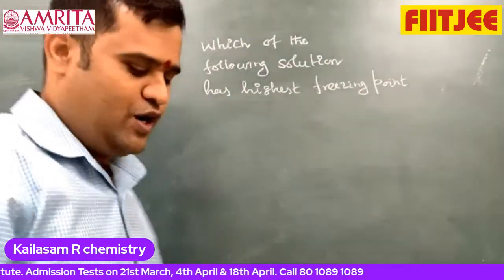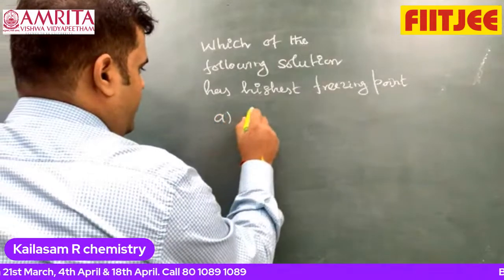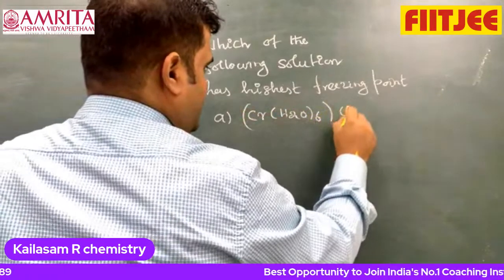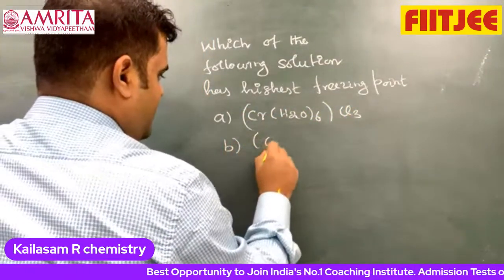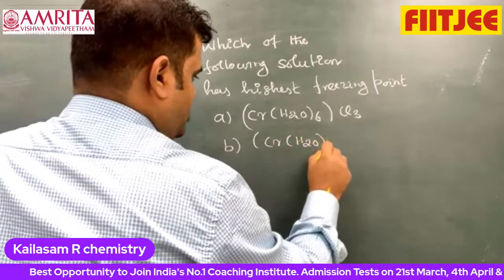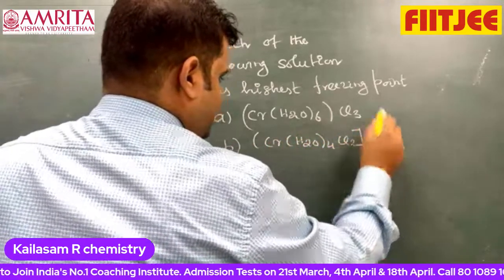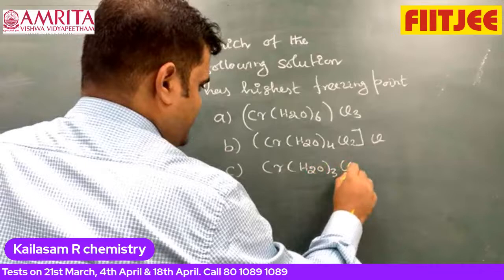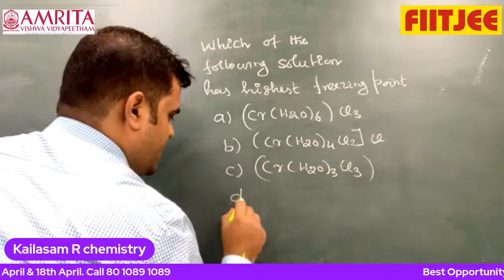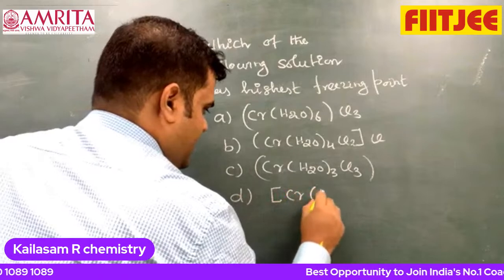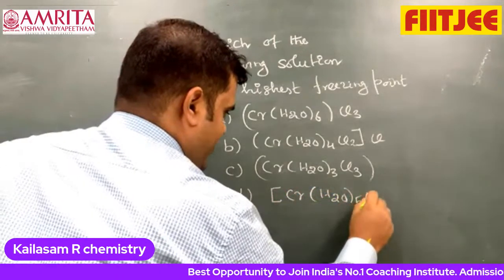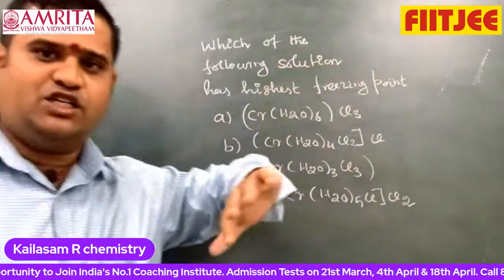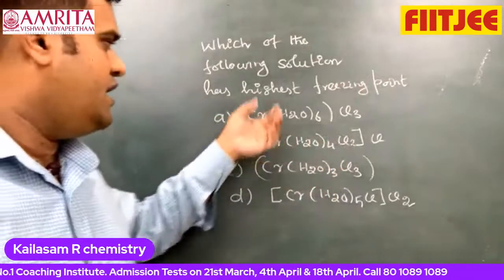Right, answer. Now the options are: option A, [Cr(H2O)6]Cl3; option C, [Cr(H2O)3]Cl3; option B, [Cr(H2O)5Cl]Cl2; and the other one, [Cr(H2O)4Cl2]Cl. Now all will have the same concentration of 0.1 mole. So I have given [Cr(H2O)6]Cl3.